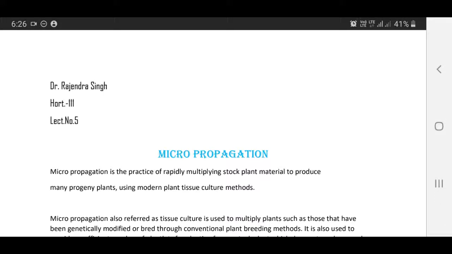Morning everyone. Today's topic is micropropagation. Micropropagation is the practice of rapidly multiplying stock plant material to produce many progeny plants using modern plant tissue culture methods. The other definition of micropropagation is in vitro clonal propagation of plants from shoot tips or nodal explants, usually with an accelerated proliferation of shoots during subcultures.